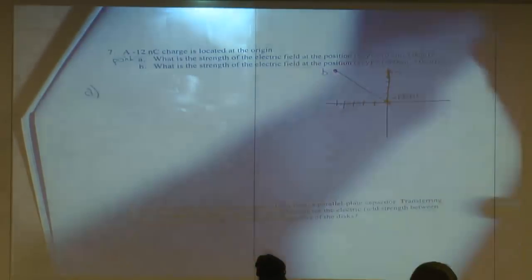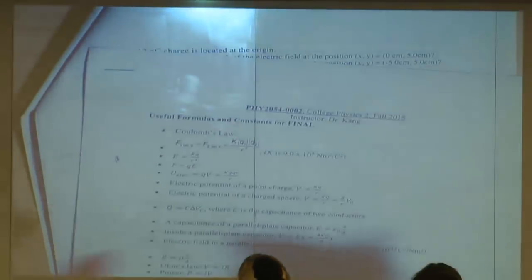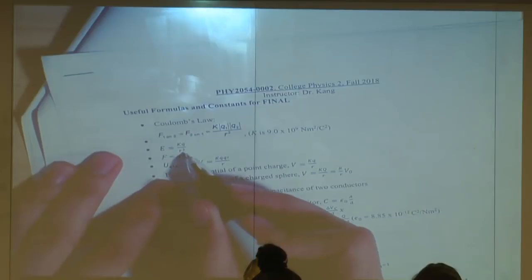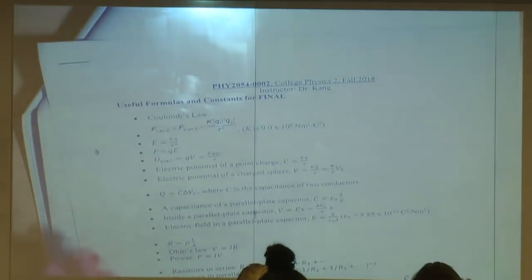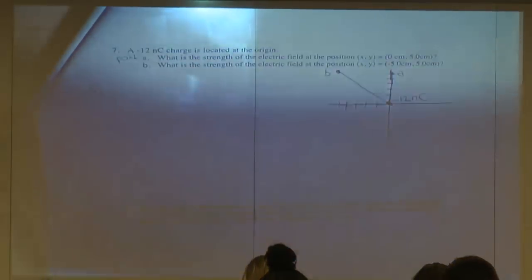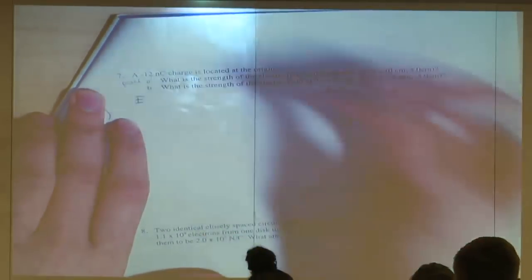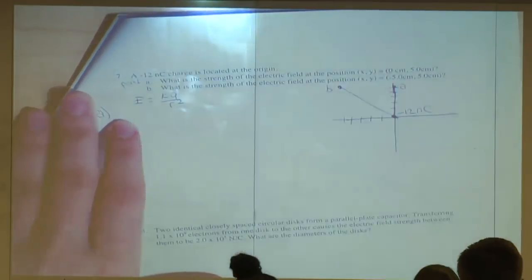So the formula for electric field, let's do that first. It's on your formula sheet. So it's going to be KQ over R squared. So that's the formula for electric field. Don't get that confused with force. So that's electric field, and this is force. Okay, so I'll write that up here. Electric field equals KQ over R squared.